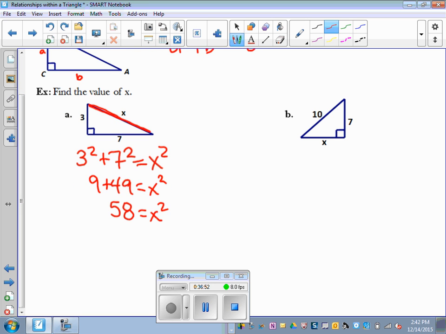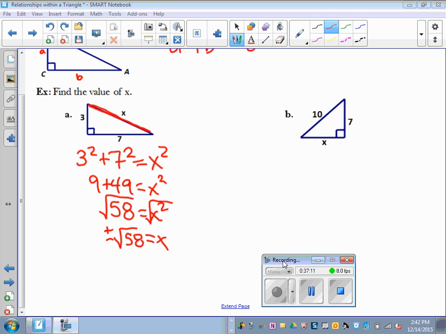Alright, now a couple of key things here. When I take the square root of both sides and I am solving, what must I have? Plus or minus. But we're talking about a picture here, measures of the sides. Is it possible to have a negative distance? No, we don't have a negative measure. So our only answer for this is x equals positive square root of 58.